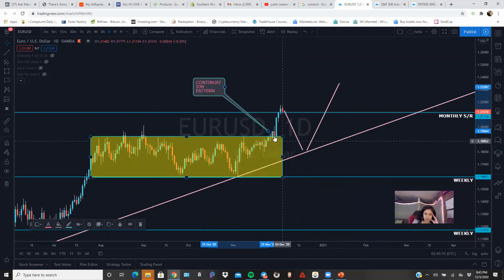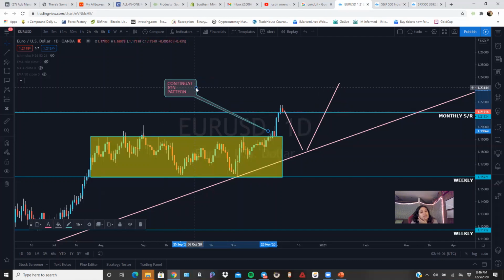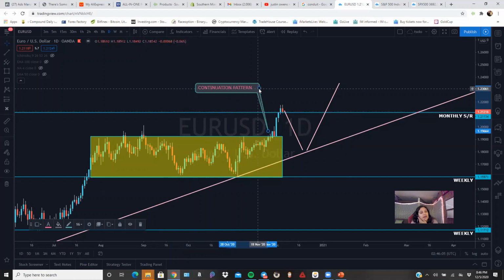Continuation pattern, okay? This right here, this 3 candlestick pattern. Up, down, up. That's a continuation pattern. That's the same thing if it was going the opposite. If it was a sell candle with a buy candle and a sell, it's the same thing.